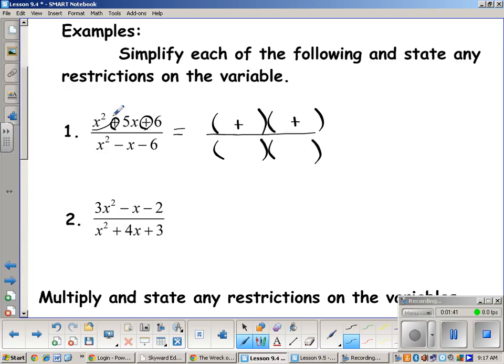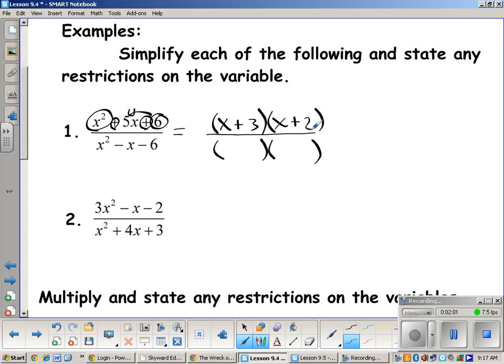The only way to get x squared is x times x. Do you agree with that? So the first two have to be x's. And then I need the factors of 6, because the signs are the same, that add up to 5. 3 and 2.